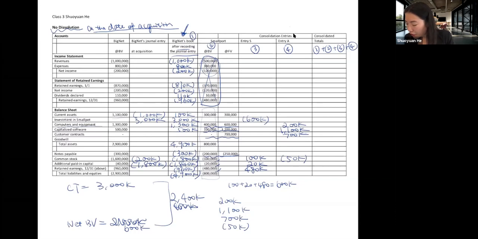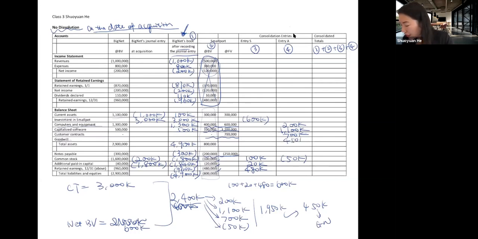So we have 2,400,000, but the difference between fair and book value that we can allocate to identifiable asset and liability only sums up to 1,950,000. And then there's another 450,000 that we cannot identify, and this is allocated to goodwill. So here in this situation, actually we need to recognize the amount of goodwill of 450,000.